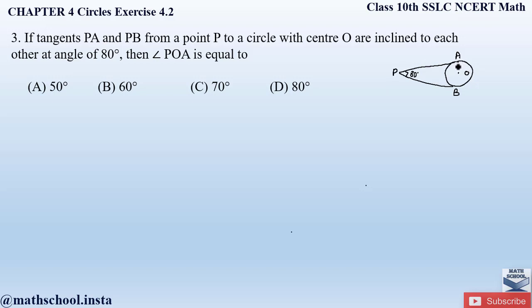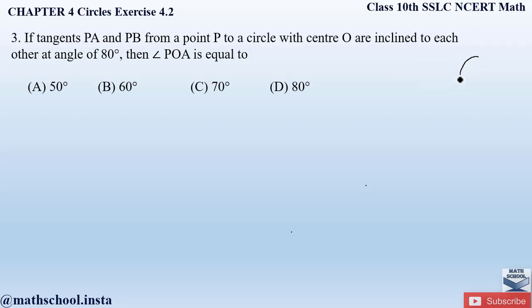So let us join this radius from A to O and B to O, and also let us join this line PO. Since we have to find out the angle POA, we have to find out this angle, so we are joining PO, PA, OA and OB.